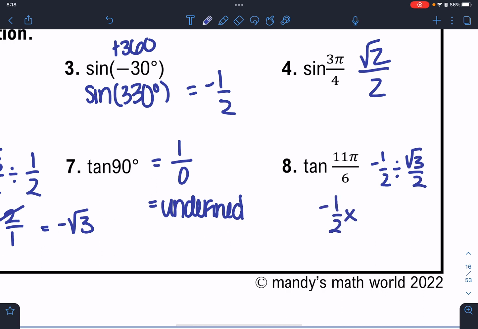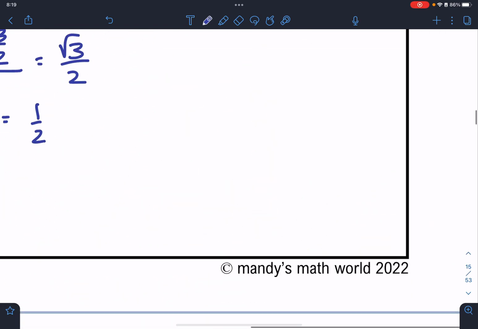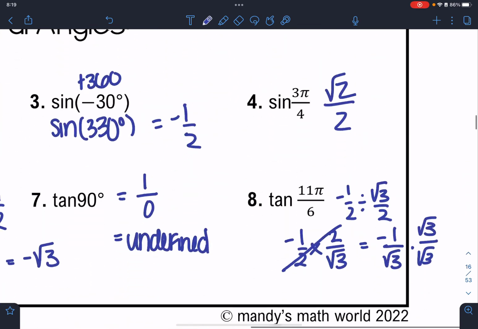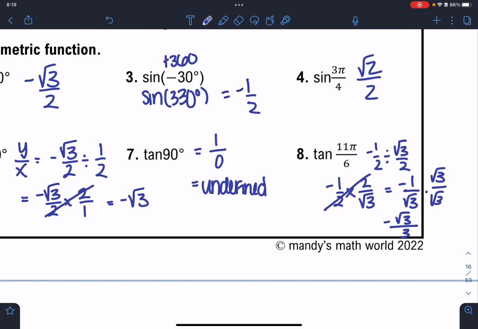But I can use my fraction rules here. That's really the same thing as multiplying by the reciprocal. When I do that, my 2's will cancel. I'm left with negative 1 over root 3. But remember, we don't want our answers to look like that, so we need to recall we have to rationalize the denominator here. So I'm going to multiply by root 3. That gives negative root 3 on top over 3, and that would be your final answer.